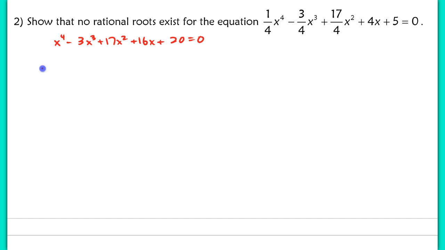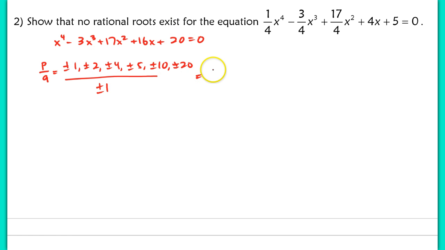Okay, so all of the possible rational roots, P over Q, would be positive negative 1, positive negative 2, positive negative 4, positive negative 5, 10, and this last one, 20, over Q, which is just positive or negative 1. So really, my list is just the numerator here. These are all of the possible values for the rational roots. Okay, so here's a list of all the possible rational roots.